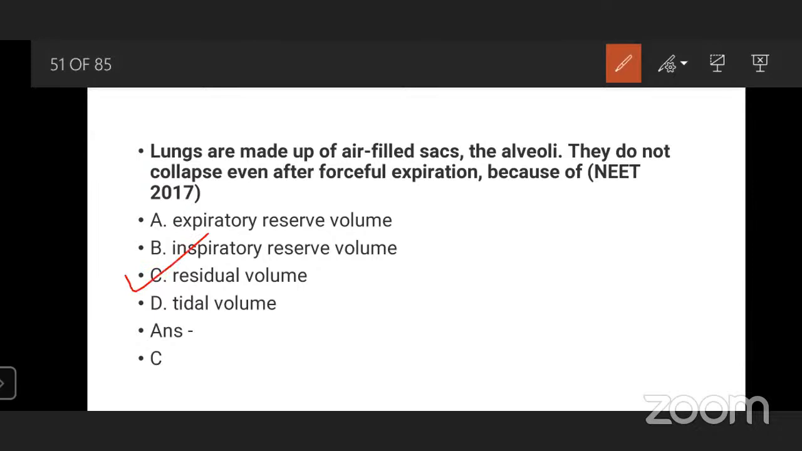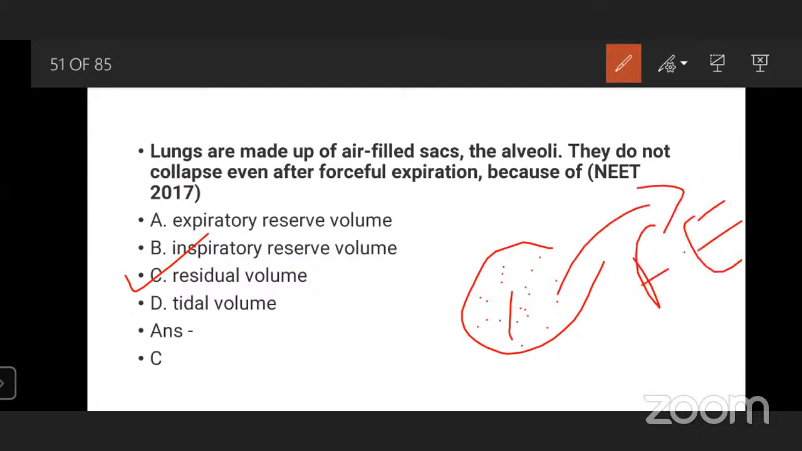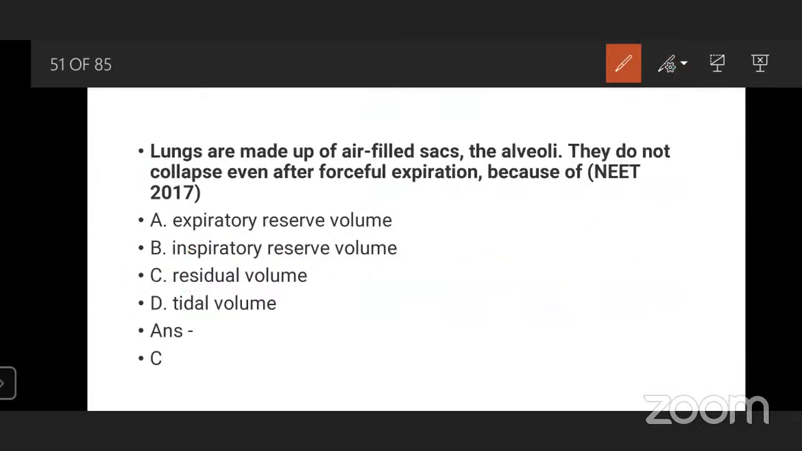Okay, so that is the correct answer, because if all the air from the lungs were removed, then the lungs would collapse completely. But that is not the case. In the lungs, some amount of air will always be present, even after the forceful expiration, and that volume of air is known as residual volume.